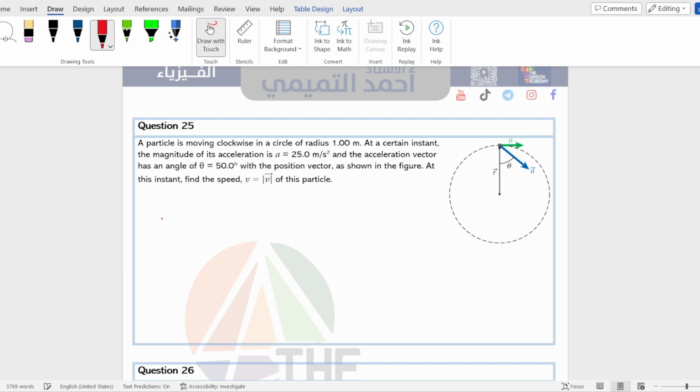Right. And we should know the following. We should know that the given acceleration is the total acceleration. So this is the magnitude of the acceleration. As you can see, this is the vector here.